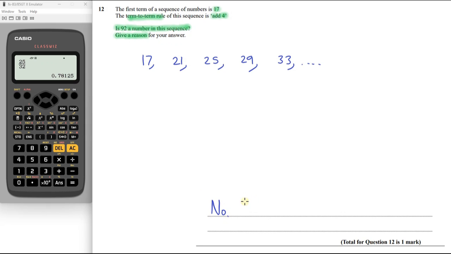And the reason we need to give is that the sequence, it doesn't matter how you say it, the sequence is, let me go back to my pen. The sequence is only odd numbers. 92 is even. So anything along those lines would be absolutely fine.